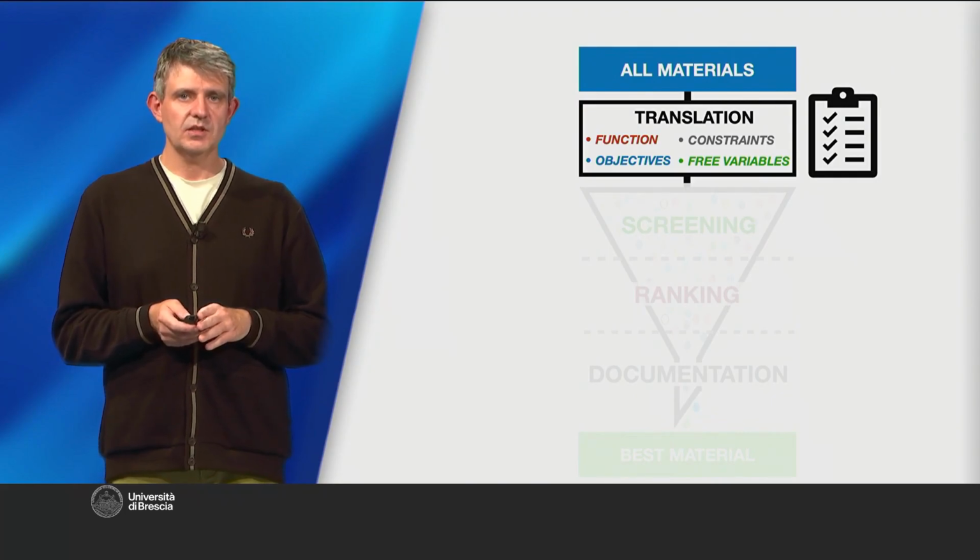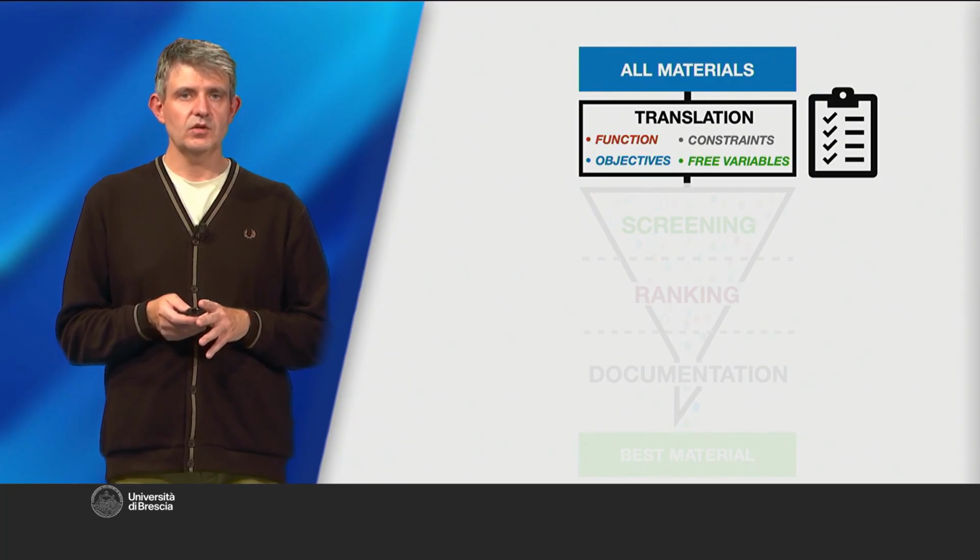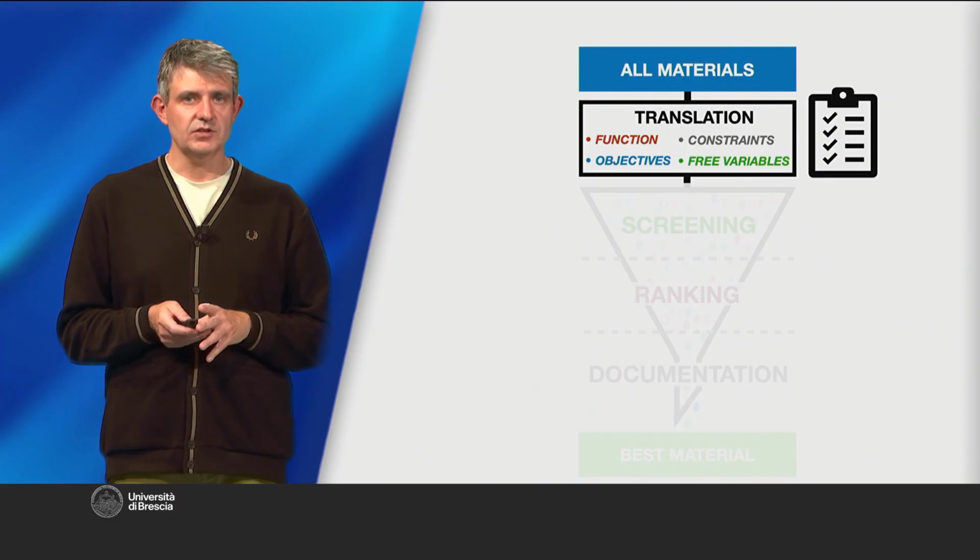In the first and fundamental step, we deal with the schematization or translation of the project attributes. In this phase, we transform the requirements of the product into a set of useful information for material selection. This step involves clarifying, for a given artifact, what are its functions, what are the constraints, the objectives of the project, and the free variables available to the project designer. We will then clarify, in the following slides, the meaning of these four items.